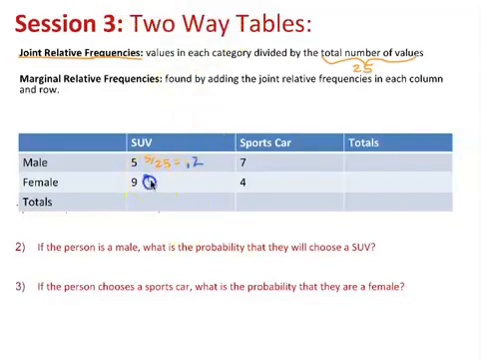Then to find the joint relative frequency of females choosing an SUV, we're going to take 9 and divide it by 25. I'm going to grab my calculator, type in 9 divided by 25 to find that decimal, and I get 0.36. I'm going to continue this pattern. The joint relative frequency of males choosing a sports car would be 7 out of 25. Do the division there, and we get 0.28. And the last one, 4 divided by 25, which represents females choosing a sports car. 4 divided by 25 is 0.16.